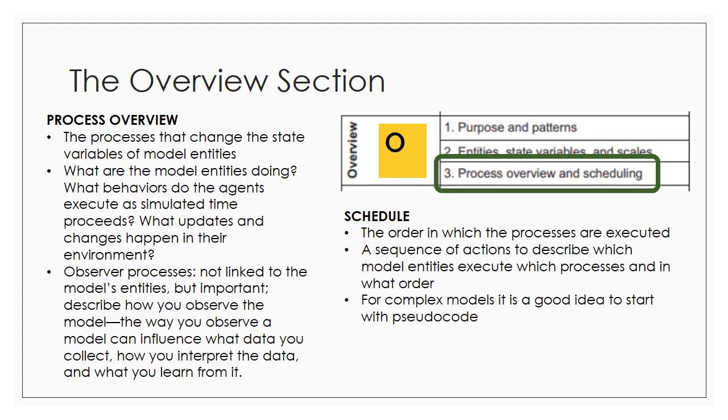The schedule part lists the order in which the processes are executed. So it's really a sequence of actions to describe which model entities execute which processes and in what order. That's important to understand because here we're looking at dependencies, right? And for really complex models, you may want to start with pseudocode because it's much easier to describe the execution sequence of your model.